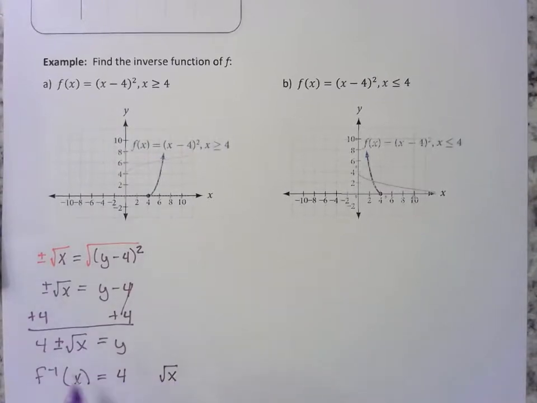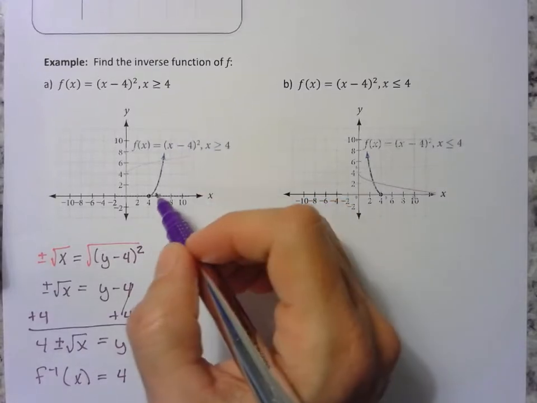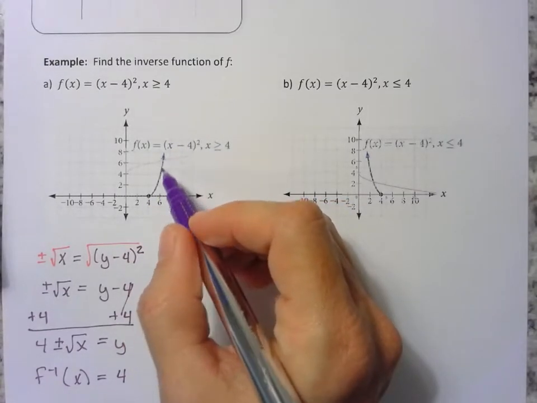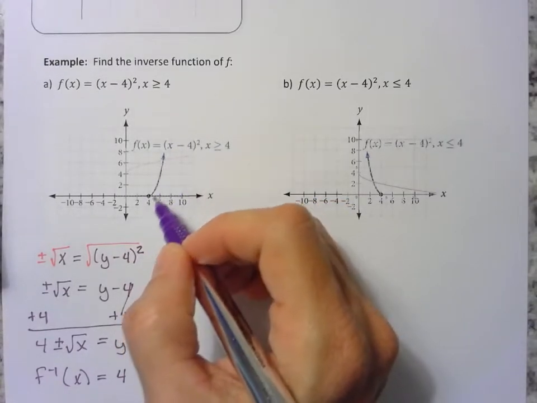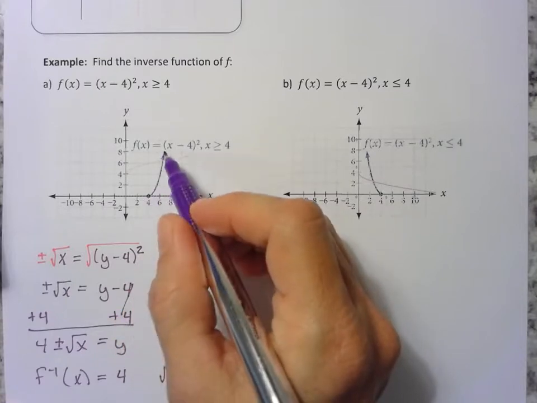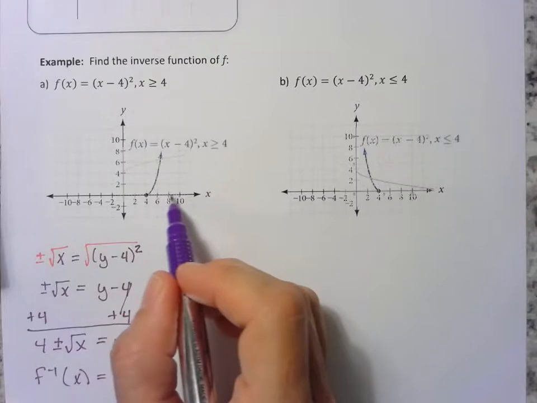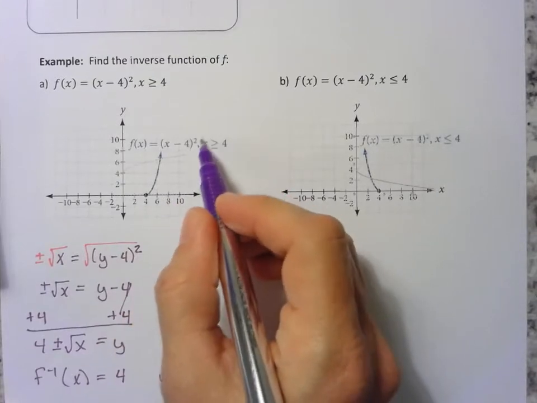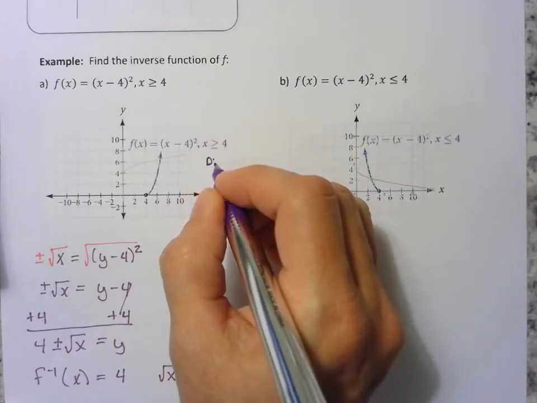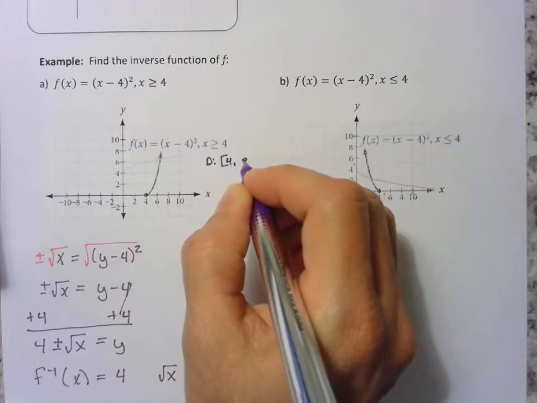of x. I have to figure out if I'm talking about the plus side or the minus side, because I cannot have two different outcomes, right? So, well, which one am I looking at? Let's look back up here at this problem. The domain, remember domain means all of the x values. The domain of this function is from 4 to infinity, which matches this restriction. Domain is 4 to infinity.